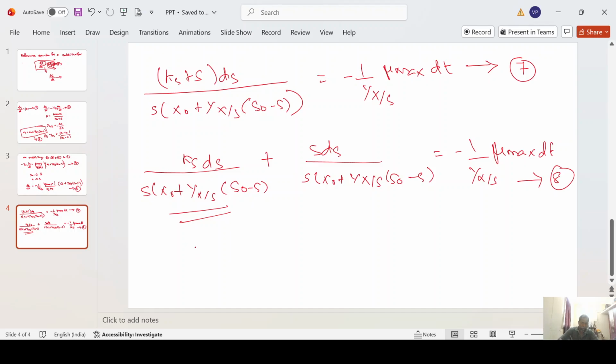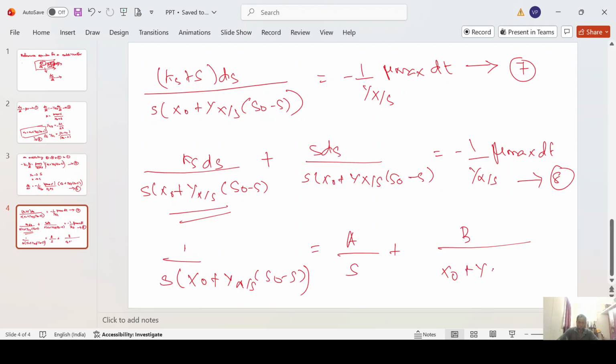That means 1 by s into x naught plus yx by s of s naught minus s is equal to a by s plus b by x naught plus yx by s of s naught minus s, we are separating it. Let us take this as 1.